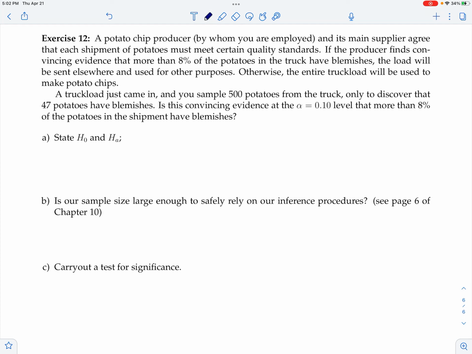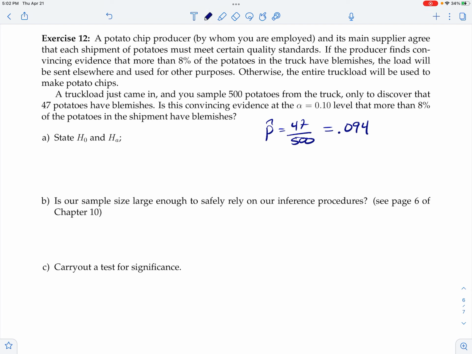So we sample 500 of the potatoes, and we discover that 47 have blemishes. And so our p hat, we know, is 47 over 500, which is 0.094, which is above the threshold, but this was only the sample. We have to figure out, is that reason to believe that the entire truckload has more than 8% blemished or not?